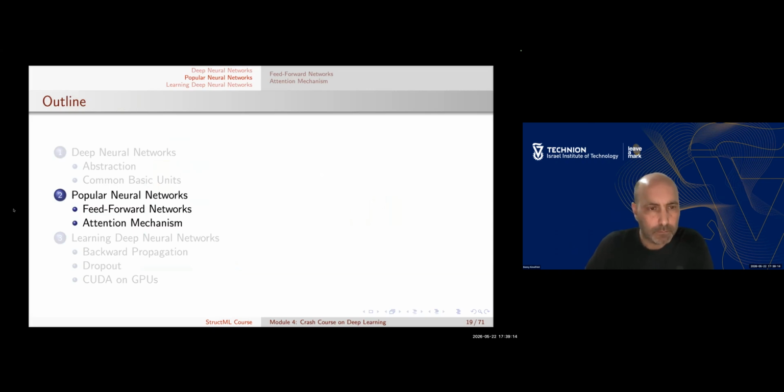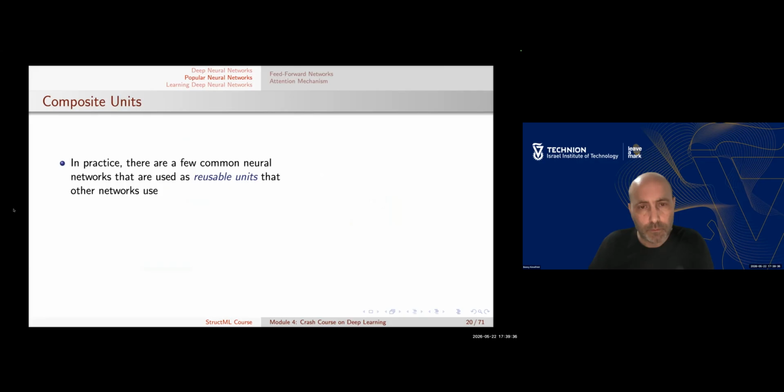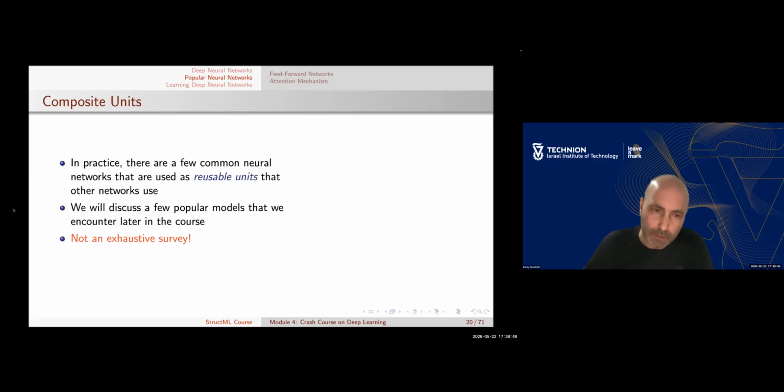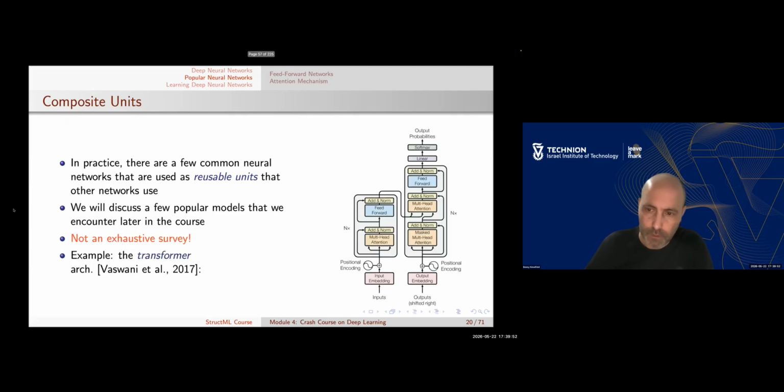When we look at several popular neural networks that are basically composite neural networks used as components of other networks, usually we won't build a network from scratch, but rather reuse existing components. Okay, so these are reusable units, and they are composite. They consist of more than one small unit, and we'll discuss several popular ones. There are many. This is, of course, not an exhaustive survey.